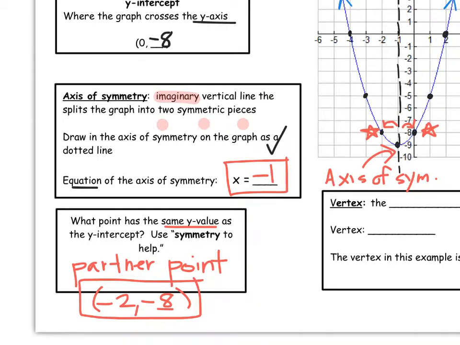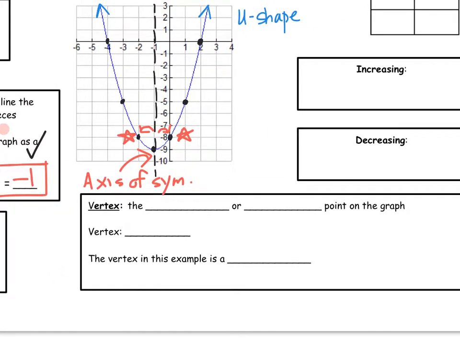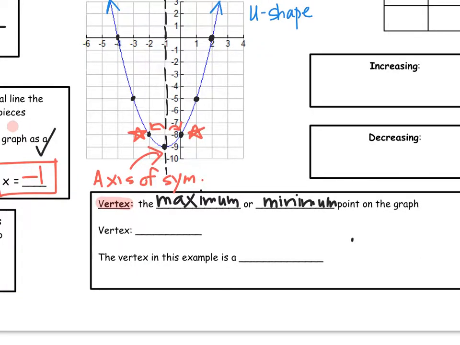All right, let's scroll over to the middle. In the middle it says vertex, new vocab word. Vertex is either, we're going to write here, the maximum or the minimum point on the graph. And another big key here for the vertex is that it's the middle. It's the middle point.